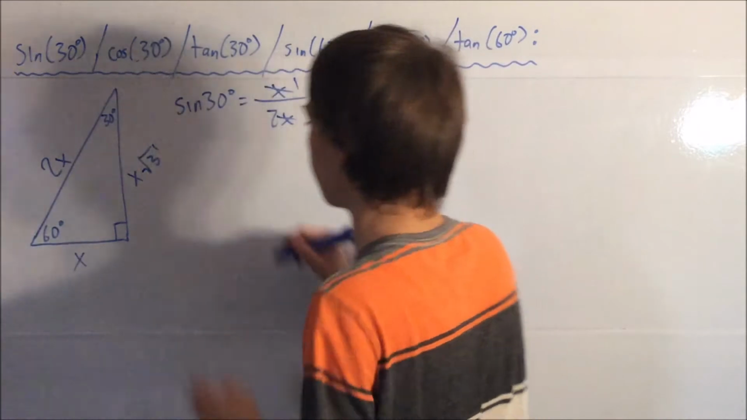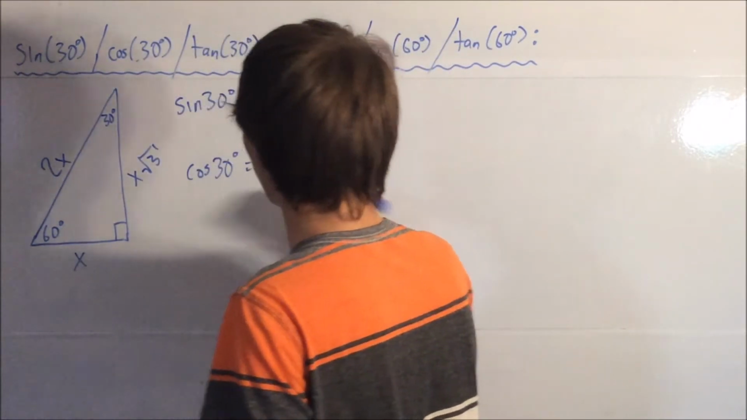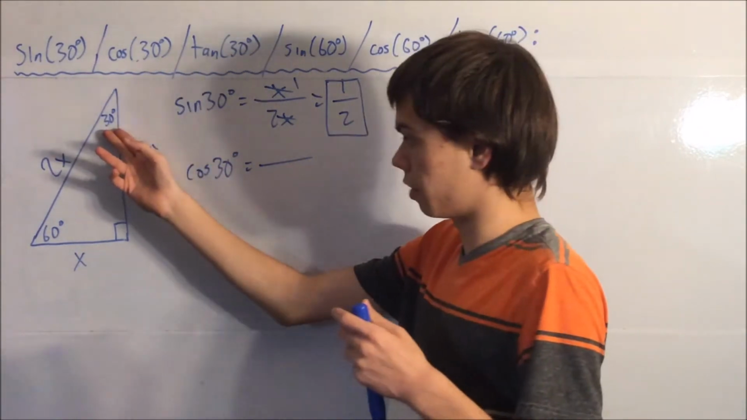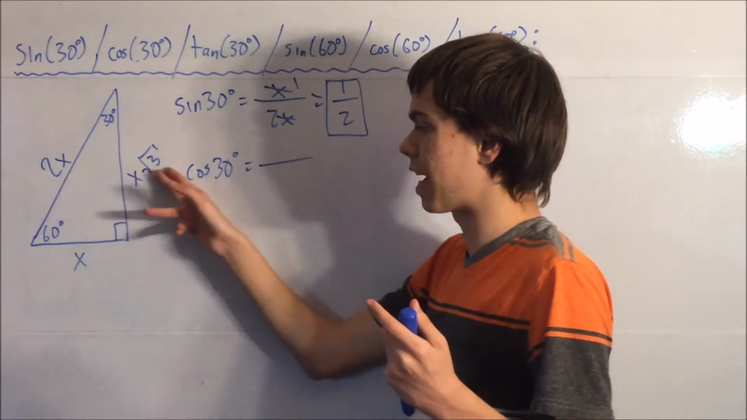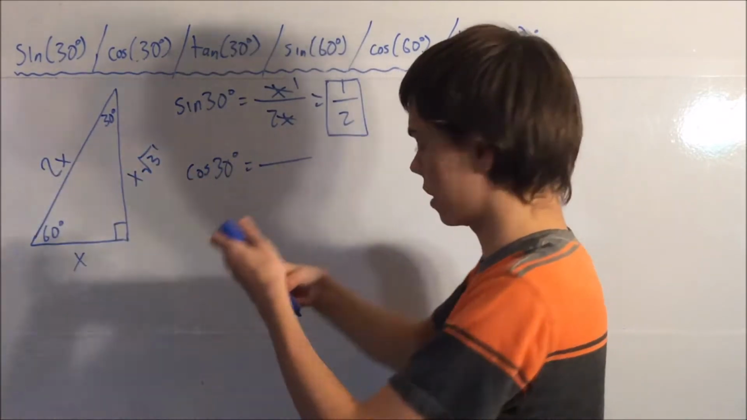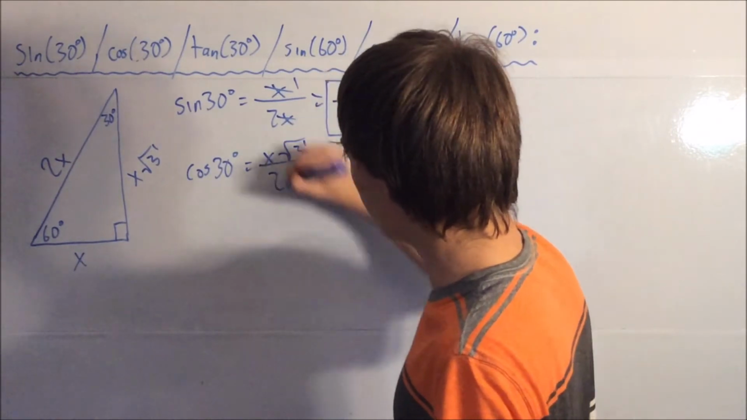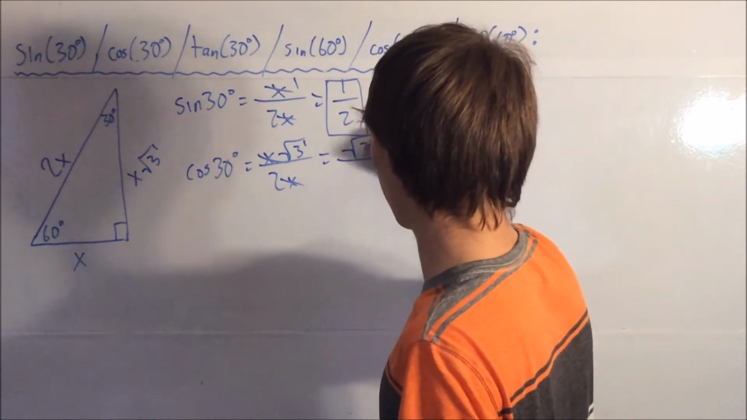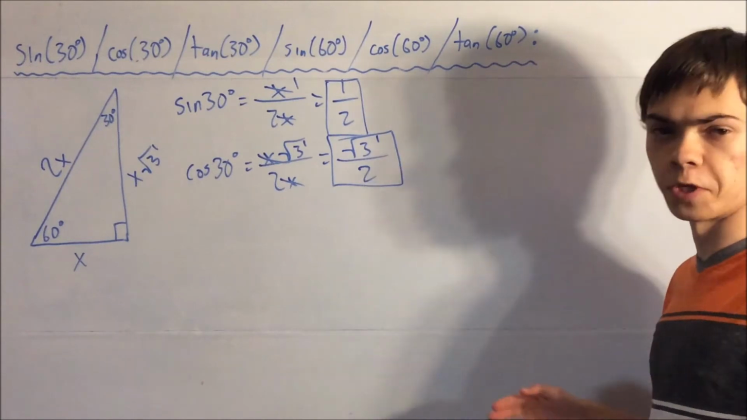Next, let's find the cosine of 30 degrees. Now we know that the cosine of 30 degrees is going to be focusing on 30 degrees and doing adjacent over hypotenuse. So adjacent over hypotenuse is x radical 3 over 2x. Notice how the x's cancel out again, and you're left with radical 3 over 2. So this is what we get, radical 3 over 2.